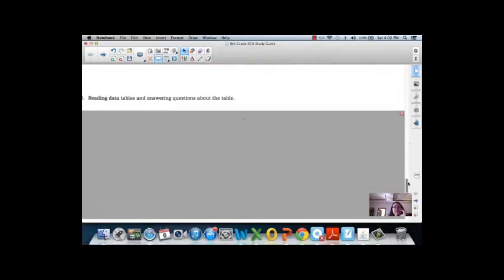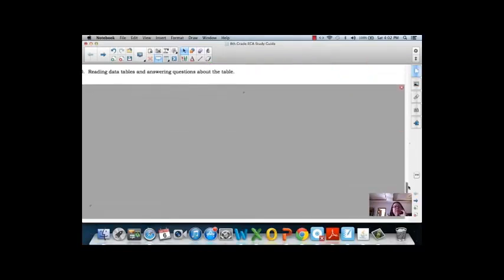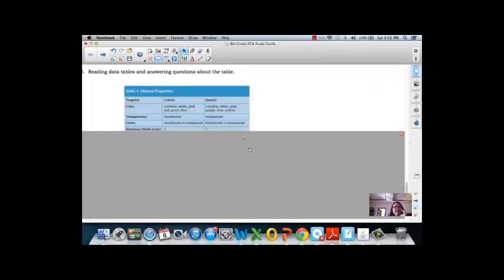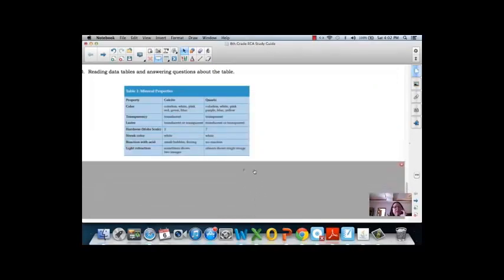Okay, finally, the last thing that you need to be able to do for these ECAs is to read data tables. So we're going to take a look at this data table, and it's on mineral properties. It's similar to what we did with the chemical properties of plastics. I will tell you here there is an error in the data. This should be dull and or glassy. So I'm going to put dull or glassy.